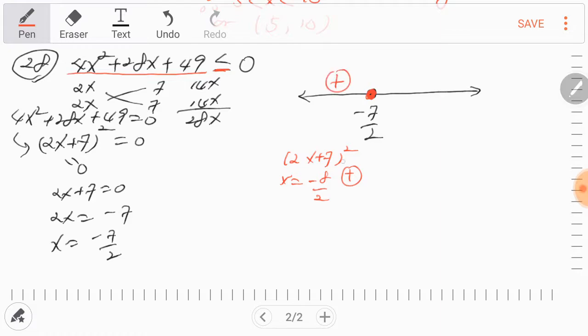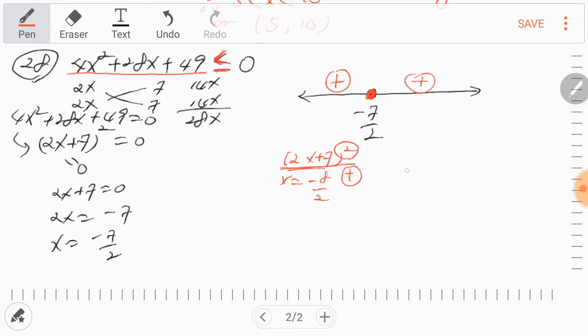Positive. This is squared, right? So whatever this number is, always positive. So if x is greater than this one, still this will be positive. So all the y values are positive except this point, negative 7 over 2. And if x is negative 7 over 2, then y value is 0. So we are looking for what? Less than or equal to. So there are no negative values. No negative value. But there is 0, right?